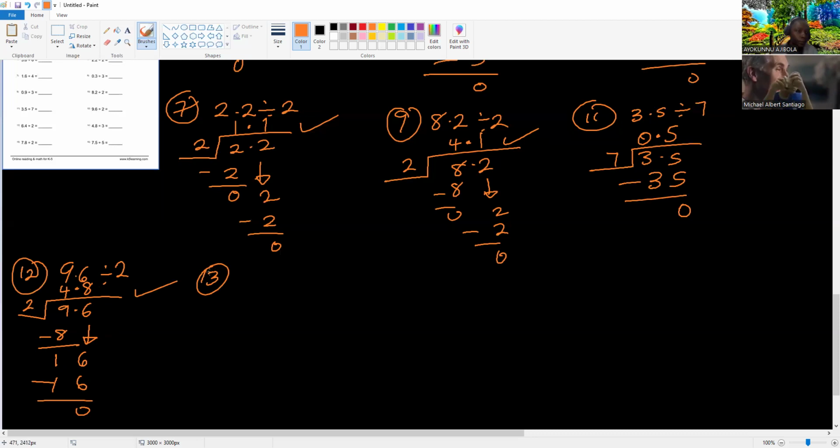Number 13, 6.4 divided by 2. I have 6.4, I have 2. Mickey, how many 2 is in 6? How many 2 can you see in 6? How many? When you count 6, how many 2 is there?